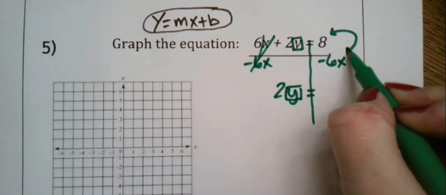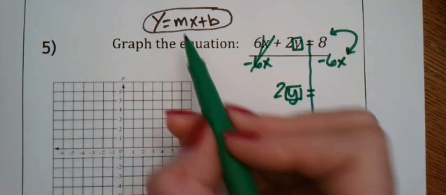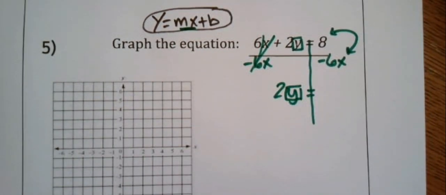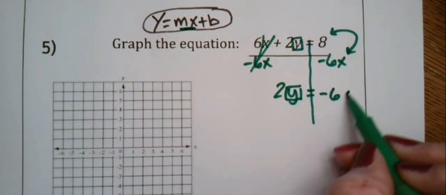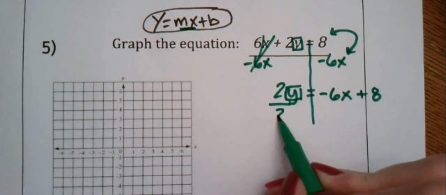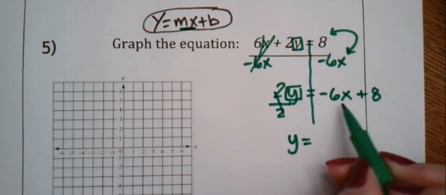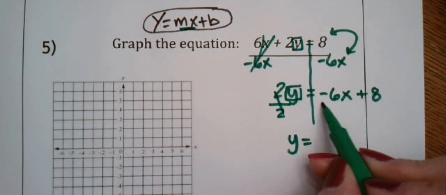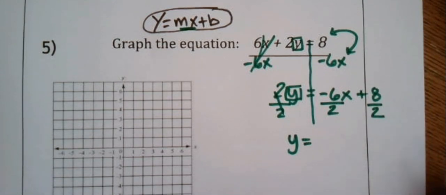Now remember, these two need to be in a certain order. We want the mx, the term with the x, to come first, and then the +8 is going to come second. Now our last step would be to divide by 2. We want to divide everything on this side by 2.